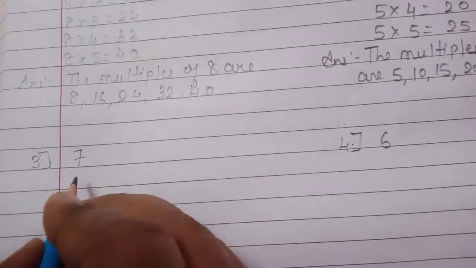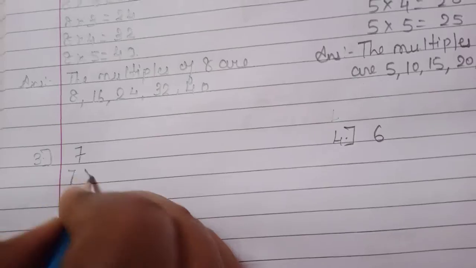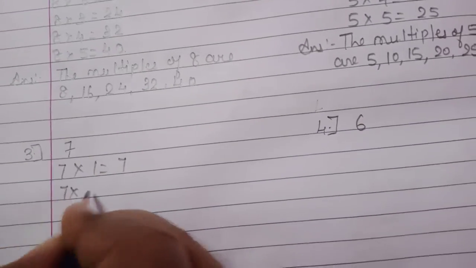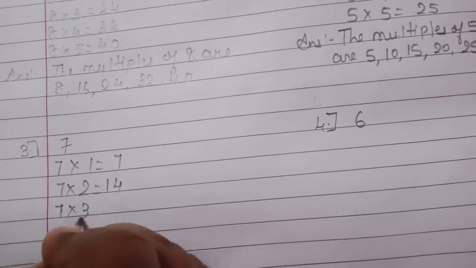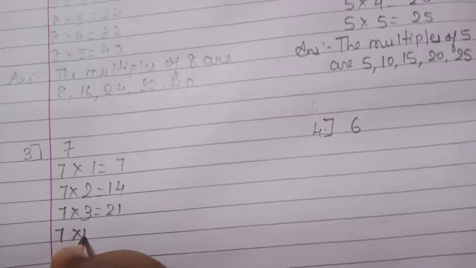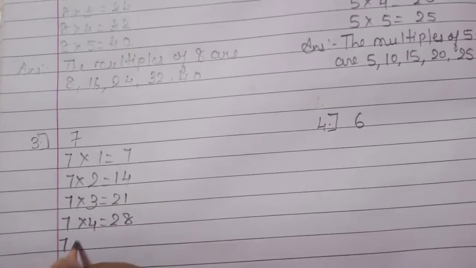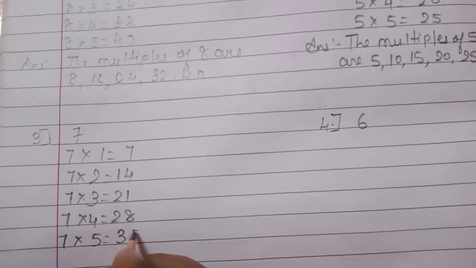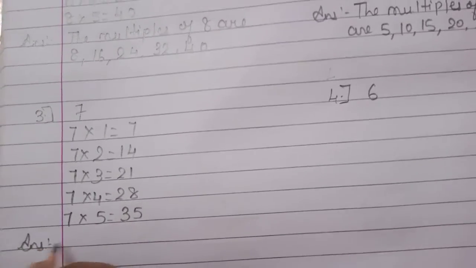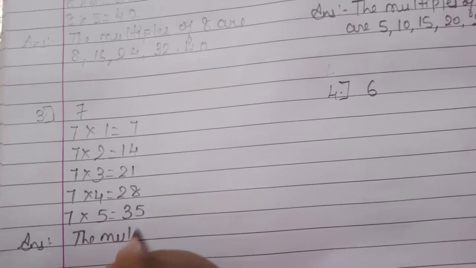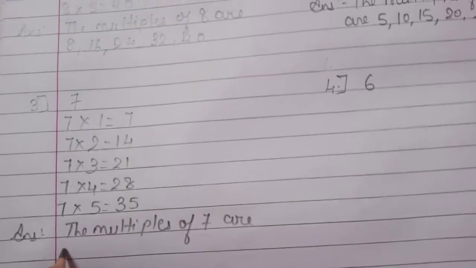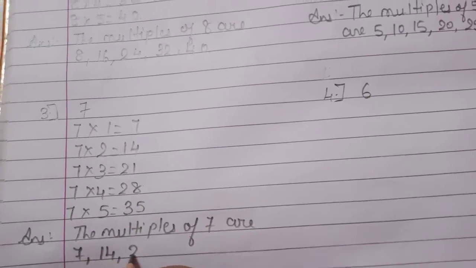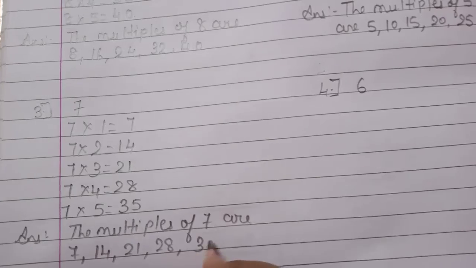Now number 3, 7. So 7 table we have to write till 5. 7 1 the 7, 7 2 the 14, 7 3 the 21, 7 4 the 28, 7 5 the 35. Answer: the multiples of 7 are 7, 14, 21, 28, 35.